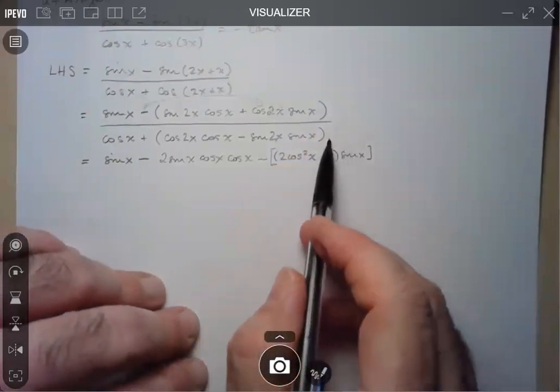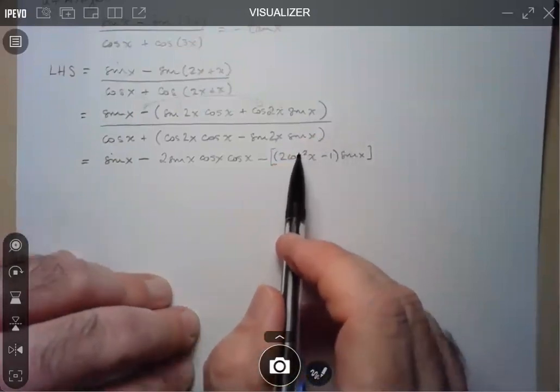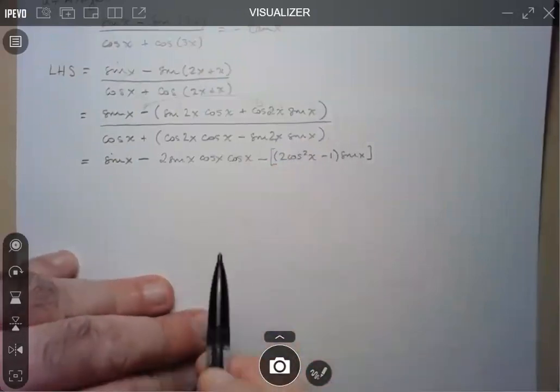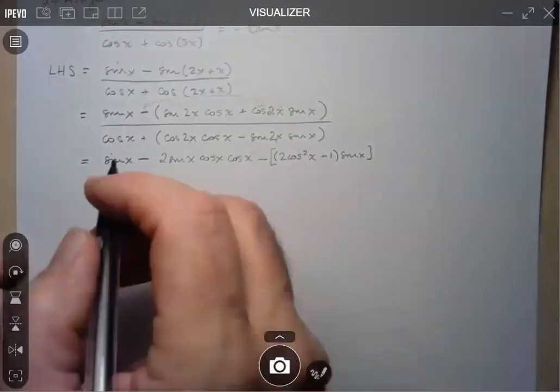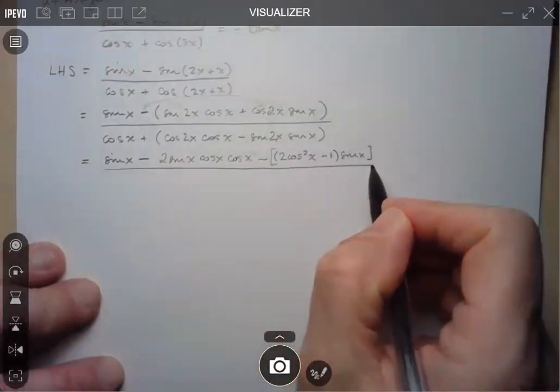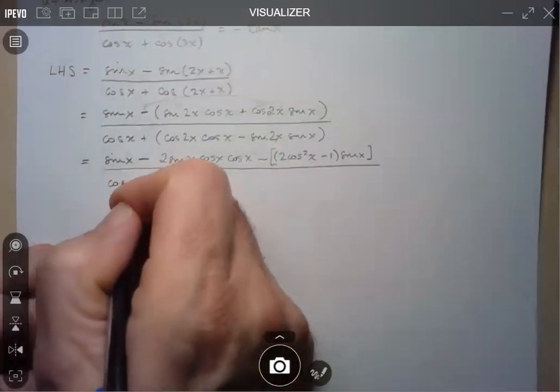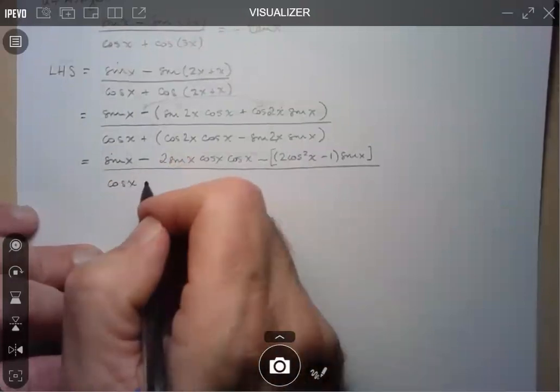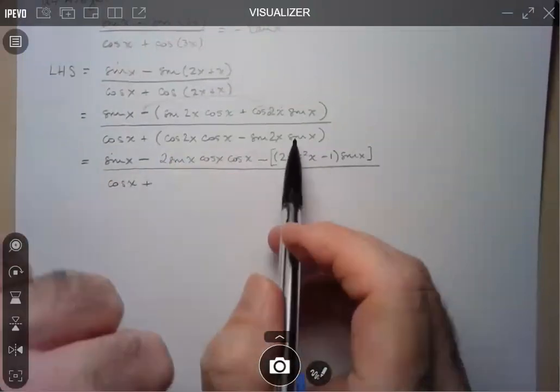Why? Because when I multiply this out, what am I going to end up with? I'm going to end up with a sine cos squared like I have here. Okay. And again, folks, please make sure you're keeping track of my algebra here. Okay, so cos x.